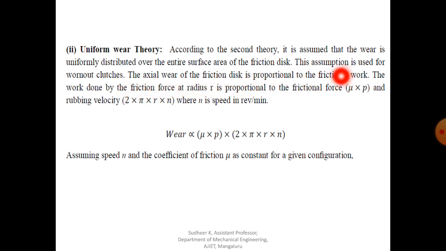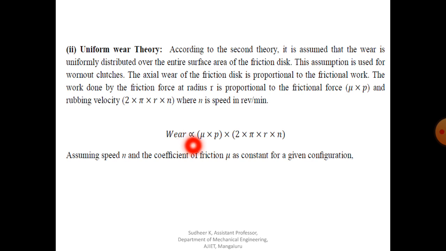The actual wear of the friction disc is proportional to the frictional work. The work done by the friction force at a radius r is proportional to the friction force, that is mu into p, and the rubbing velocity, which is 2 into pi into r into n, where n is the speed in revolutions per minute. So the wear is directly proportional to mu into p into 2 pi r n, where 2 pi r n is the rubbing velocity.